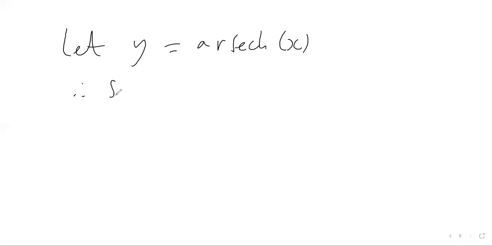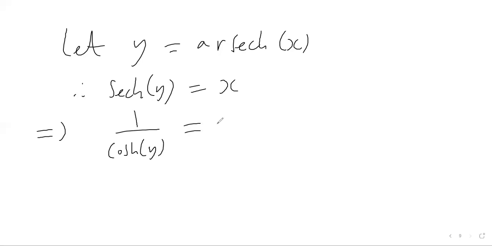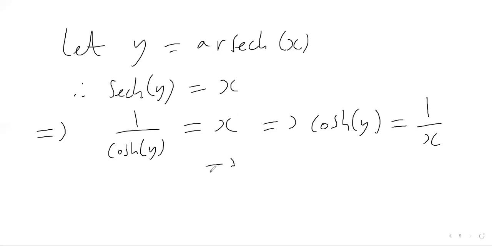So therefore, what that means is that sech of y must be equal to x, because arsech and sech are inverse functions. We know by definition what sech is. So sech by definition is just 1 over cosh, literally just by definition. And we can just rearrange this to write cosh of y equals 1 over x. So now we could apply the arcosh function to both sides. So arcosh of cosh of y equals arcosh of 1 over x.